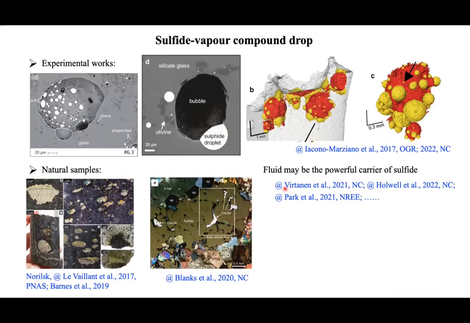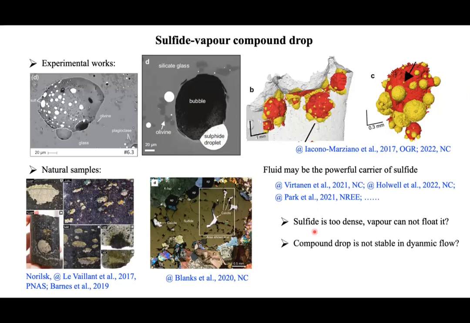So more and more papers think that the fluid can be a powerful carrier of sulfide for upward transport. But I think some people will still think it's not the real story, because they think the sulfide is too dense and the vapor cannot float it. Secondly, the compound drop may not be stable in a dynamic flow. And third, its interaction with the crush mush, and no one talks about this.